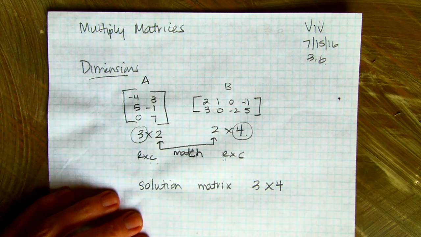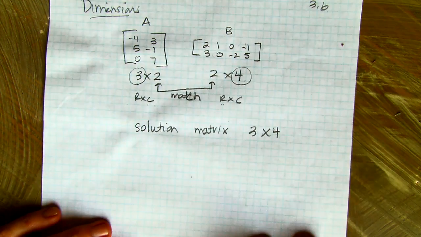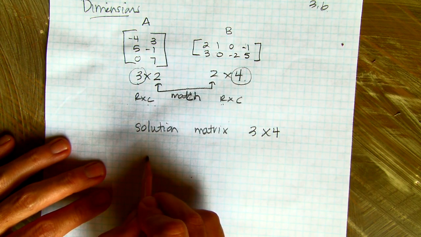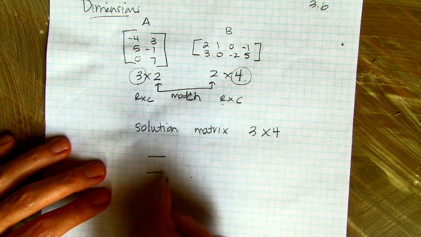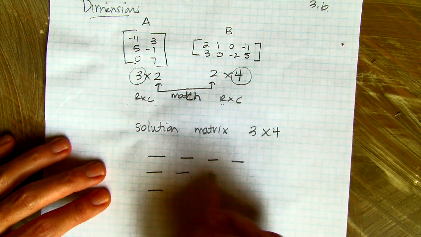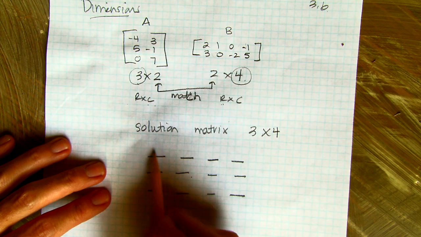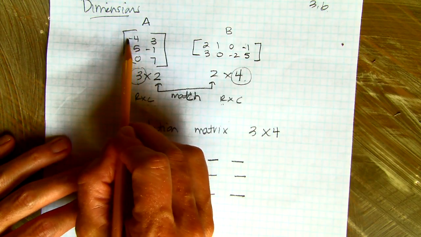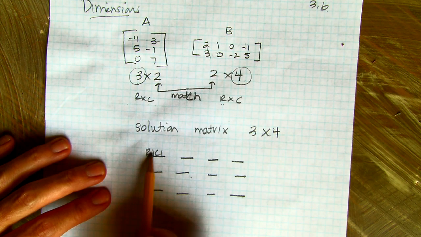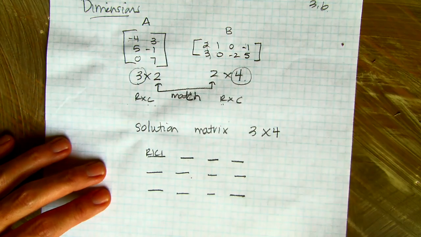And that's really important too, because it helps you set up how to go about multiplying matrices. So if you know you're going to have a 3 by 4, that means I'm going to have 3 rows and I'm going to have 4 columns. And what's going to go in this cell is going to be row 1 times column 1. And its location is row 1, column 1. So the location basically tells you what to do.